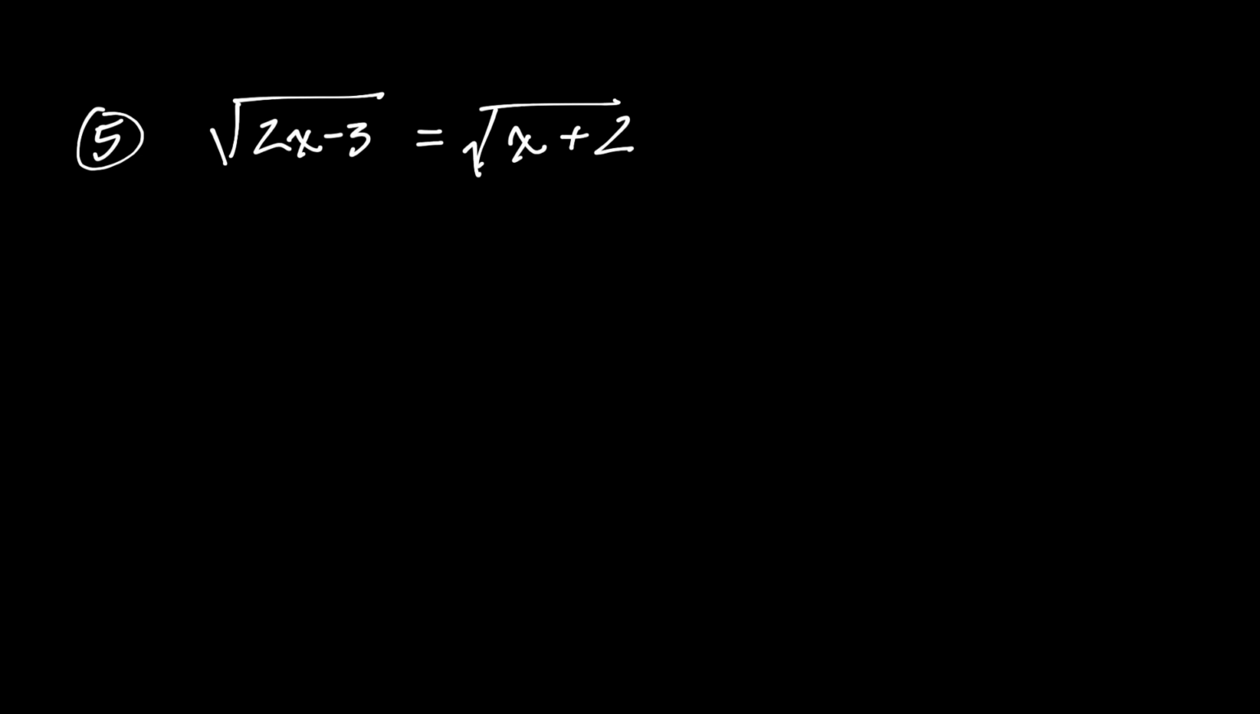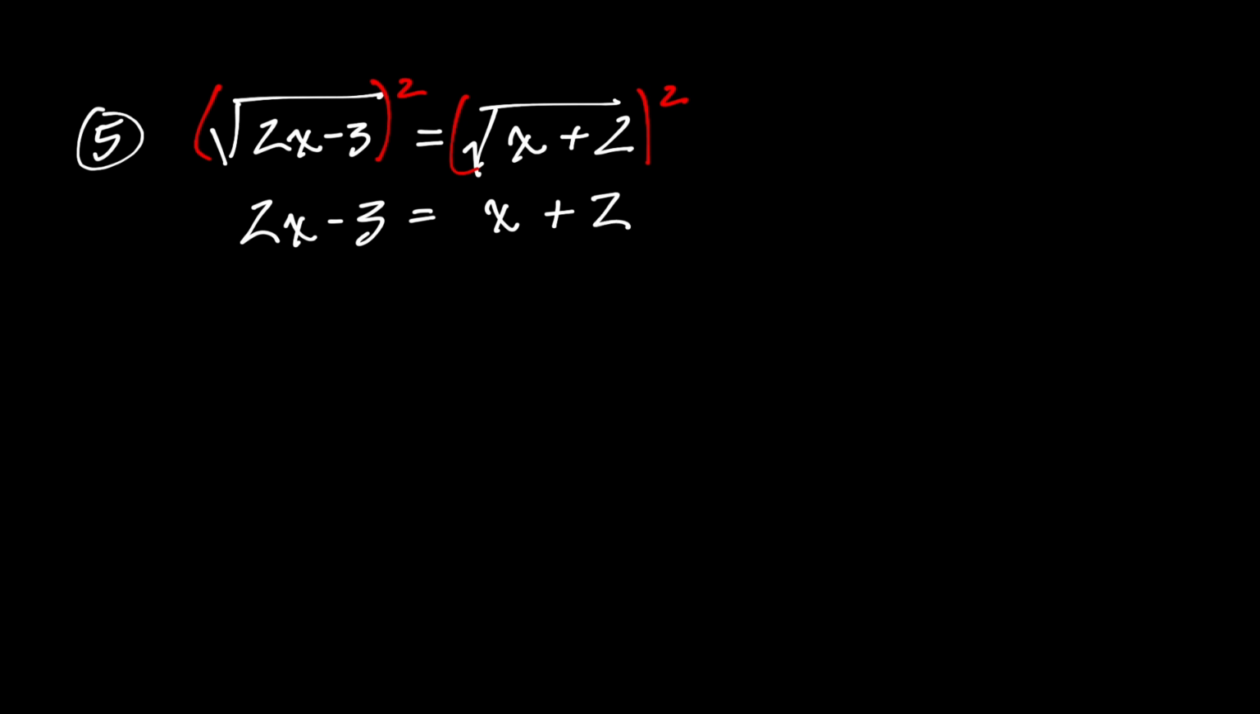All right, so here's an example where we have a radical on the left-hand side and a radical on the right-hand side. So 2x minus 3 is a radicand, so the square root of 2x minus 3 equals the square root of x plus 2. Just like before, we're going to get rid of these square root symbols, these radicals, by squaring both sides. The square root of a number squared is the number.